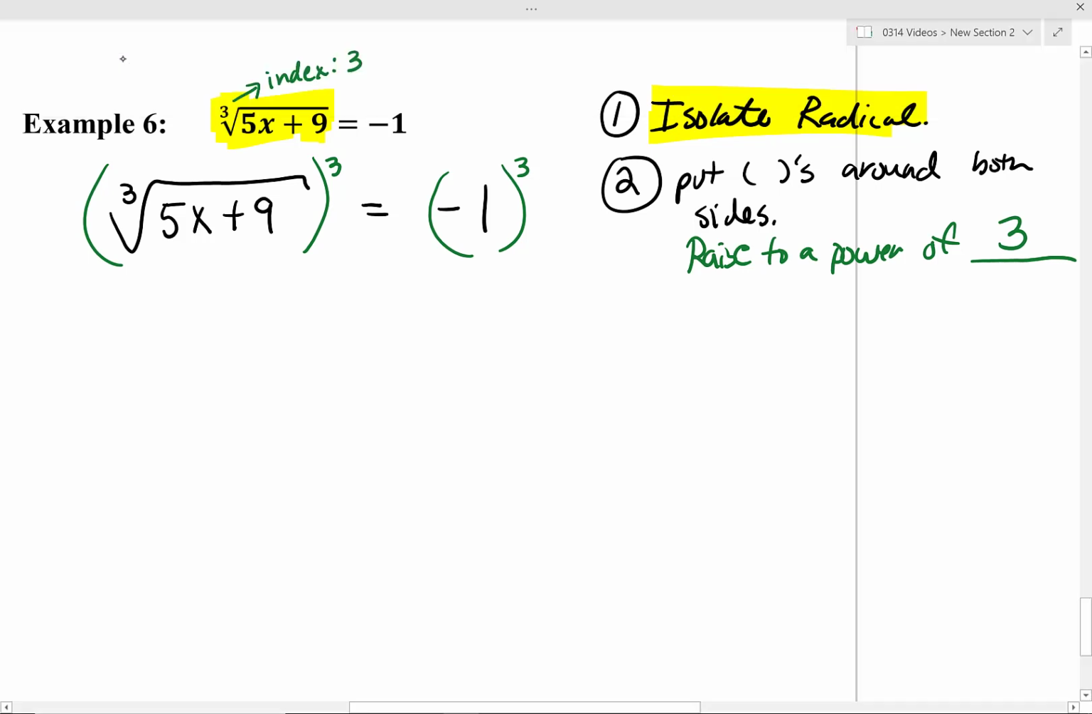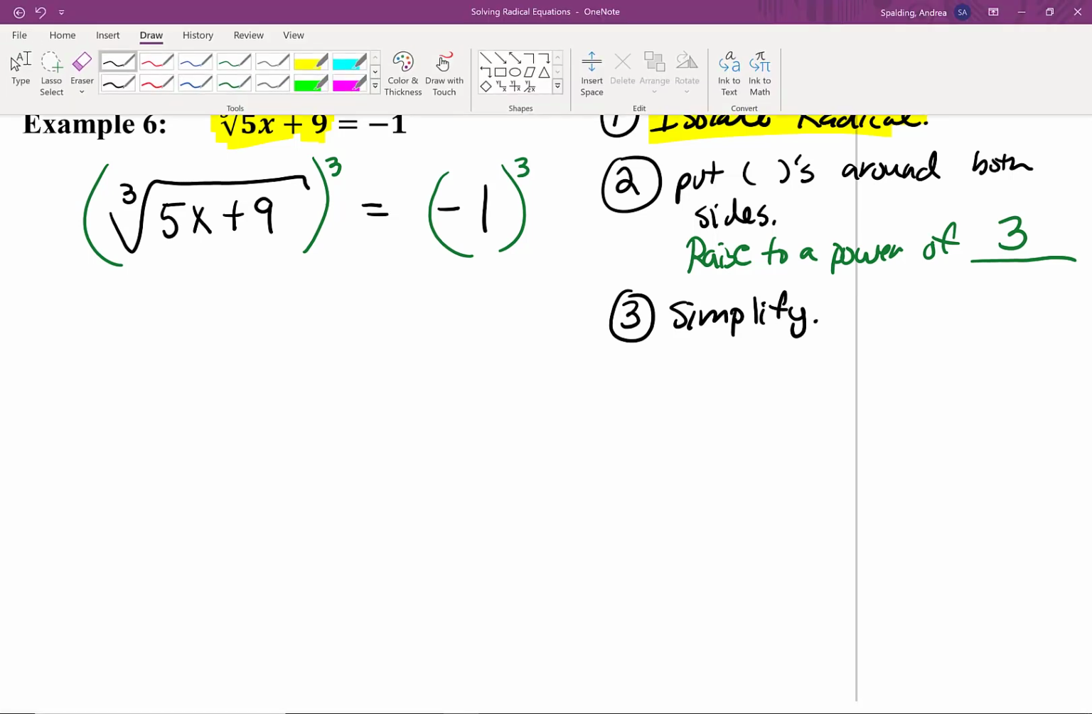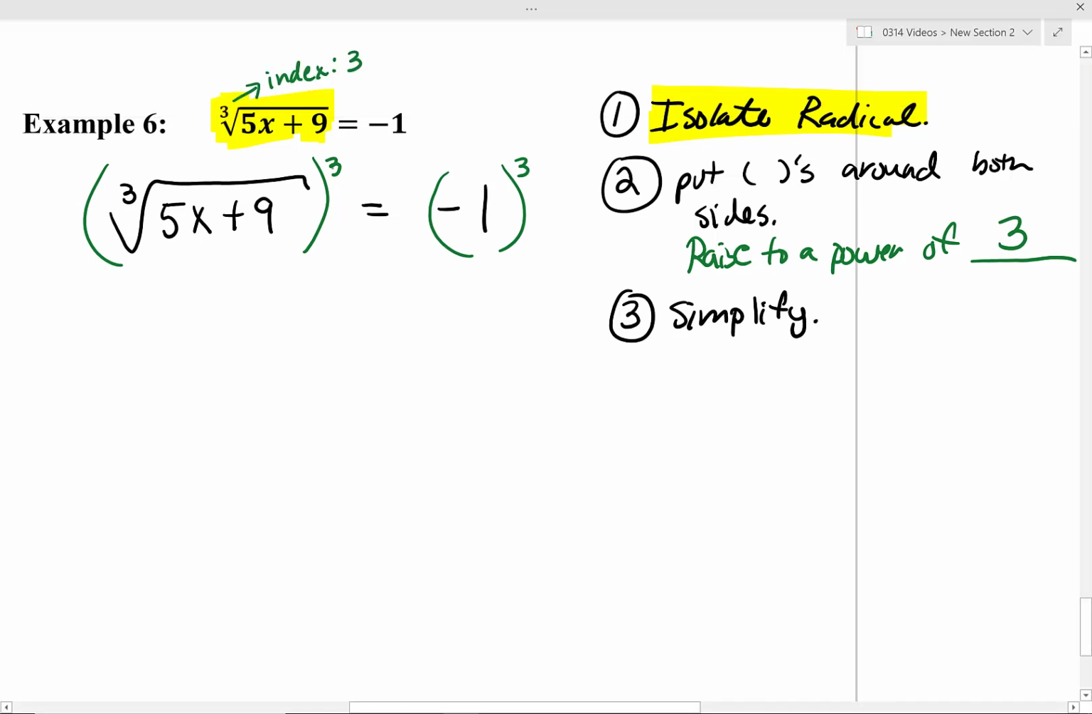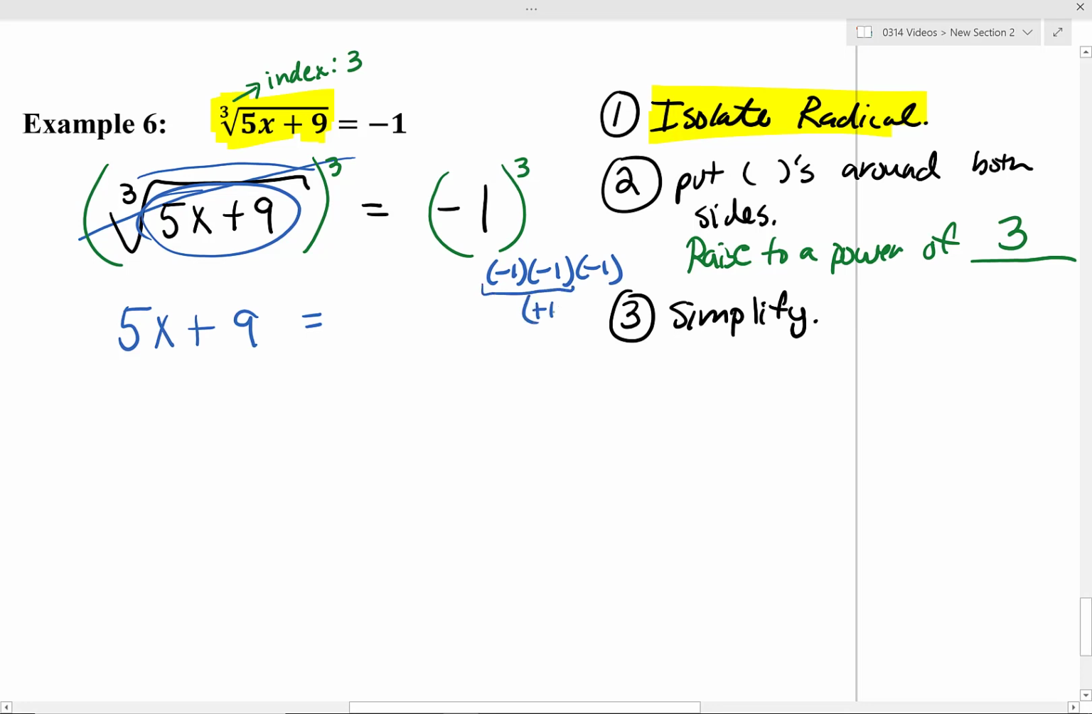Alright, step 3 says we need to simplify both sides. So on the left side, we have the cube root cubed. So the power and the index both match, so they're going to cancel each other out, and we're left with just what's underneath that radical symbol. So we're left with 5x plus 9. On the right side, we want to simplify what is negative 1 cubed. So remember, that's the same thing as negative 1 times negative 1 times negative 1. Two negatives give me a positive. So it's a positive 1 times a negative 1. We're left with an overall final answer of negative 1.